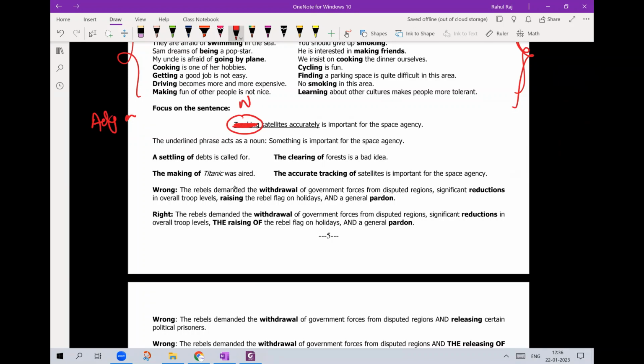Tracking satellites accurately is important for a space agency. What do you mean by that? It is tracking satellites accurately, right? So this is a noun. The settling of debt is called for. What is called for? Settling of debt. So this is a noun. If you remove settling of debt, the sentence makes no sense at all. So this is 100% a noun.